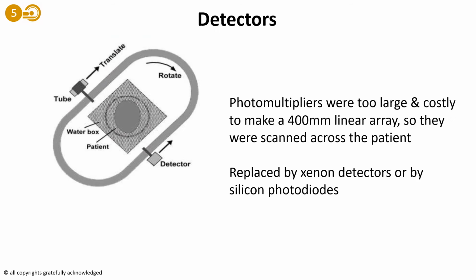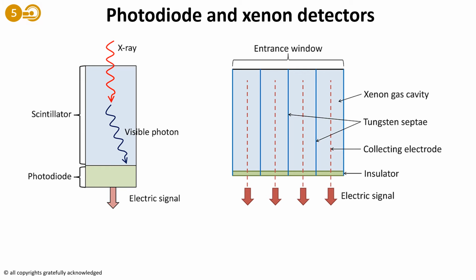Now we're going to talk in a bit more detail about detectors, and this is just a reminder of the fact that the photomultipliers were the earliest detector. They use this translate and then rotate motion, which is shown schematically here, and they were soon, in fact, in the late 1970s, replaced by xenon detectors and silicon photodiodes. On the left here, we've got a photodiode detector with a scintillator above it. And on the right, we've got a xenon gas detector. In fact, what we've got is 4 xenon gas detectors side by side.